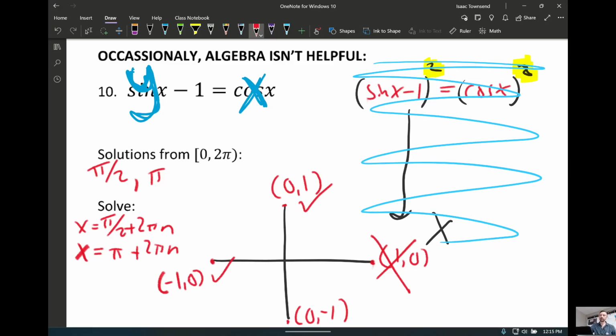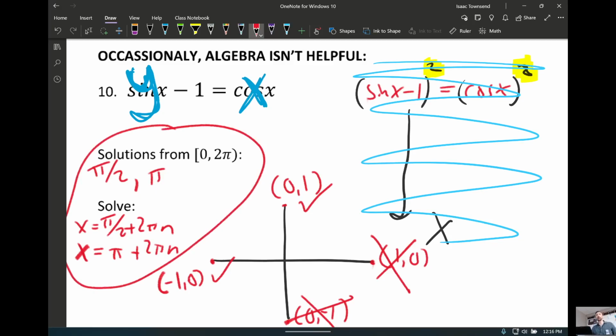And to try 3 pi over 2, if I take away 1 from sine, that would be negative 2. That doesn't equal cosine, which is 0. So that's not a solution. There's only 4 points to try, and only 2 of them worked. So if you are determined, if you want a good challenge, go for it the algebra way. But anytime it just says take away 1 from one of them to get the other one, it's a lot easier to just guess and check the 4 spots that are spaced out by 1.